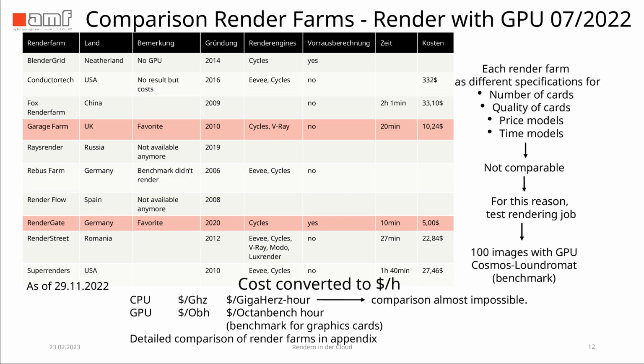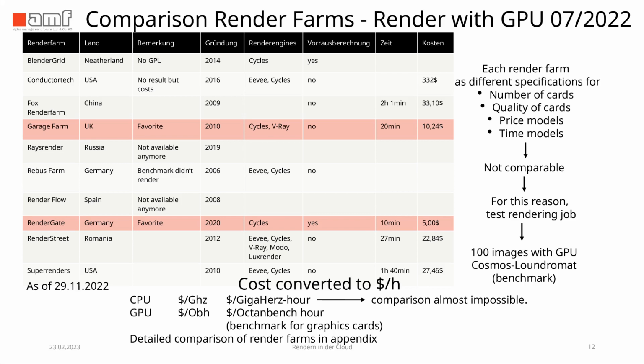To compare this, we could have just looked at the numbers that they publish on their various websites, but these numbers are generally hard to compare. They use units like dollar per gigahertz hour for the prices, which you can't really compare between different render farms because a gigahertz can mean one thing for one CPU and another for another. So instead, we actually took a benchmark file, the Cosmo Laundromat demo from the Blender website, and rendered 100 images of it on GPU on each of these render farms.